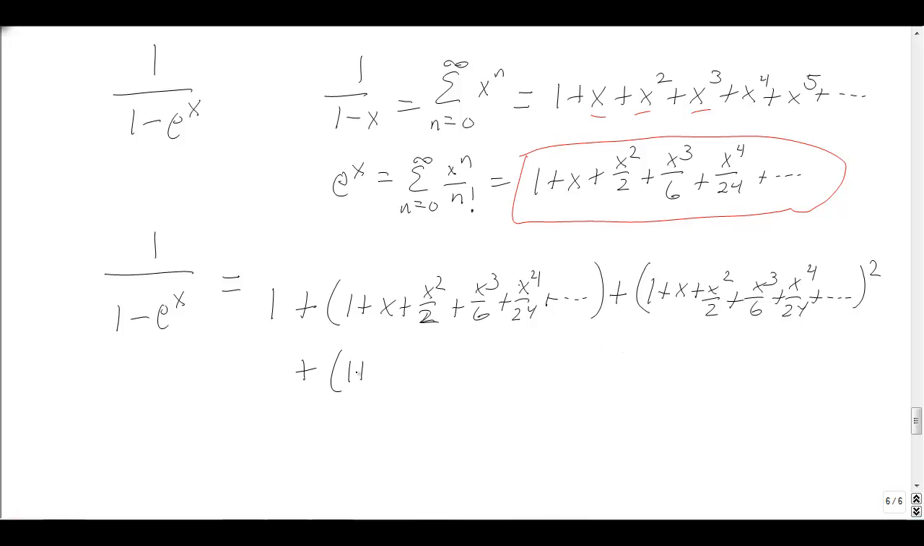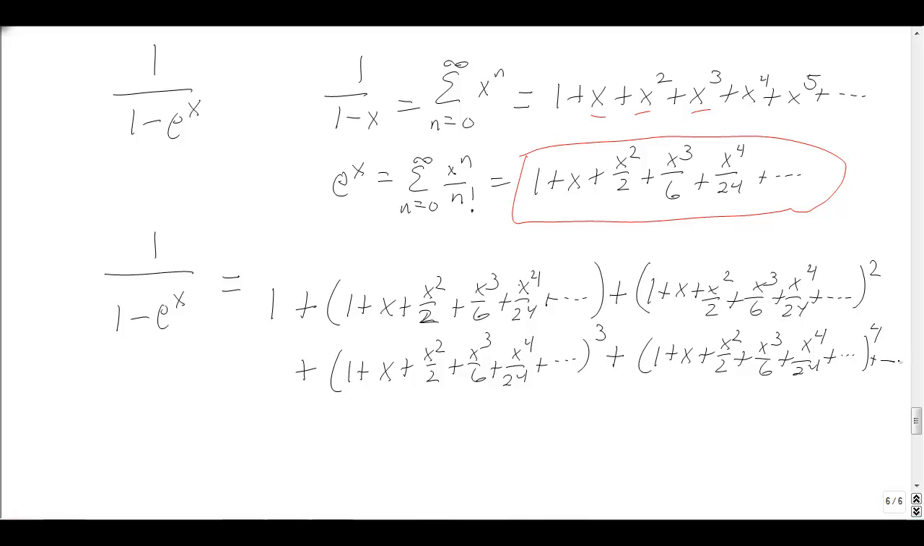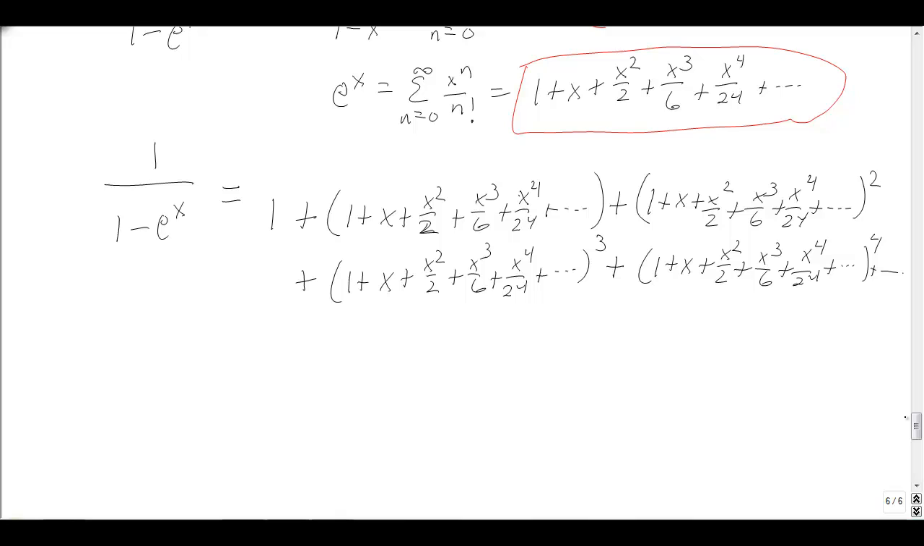And then plus 1 plus x squared over 2 plus x cubed over 6 plus x to the 4th over 24 plus blah, blah, blah, cubed plus 1 plus x squared over 2 plus x cubed over 6 plus x to the 4th over 24 plus blah, blah, blah to the 4th, and then there's more and more of those terms. Now, the problem here, really what I would do is square this out and just look for the first so many terms.